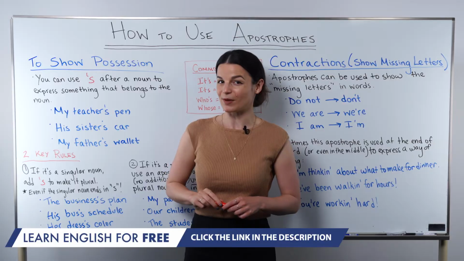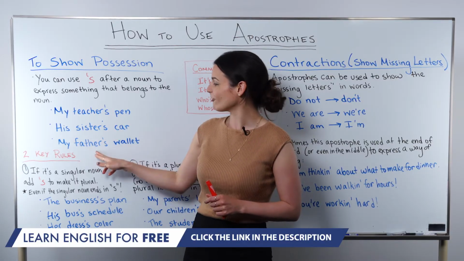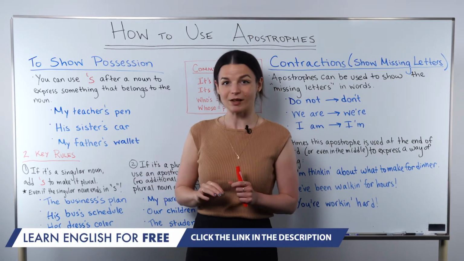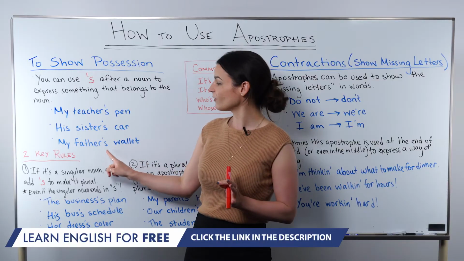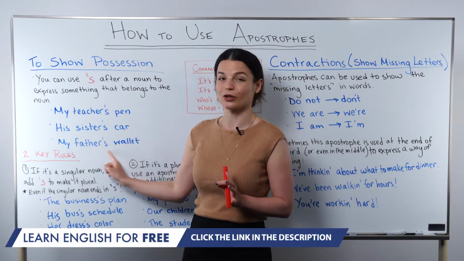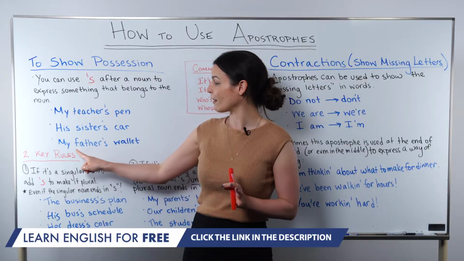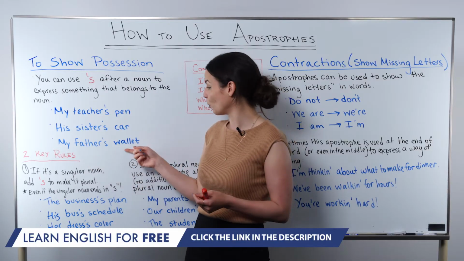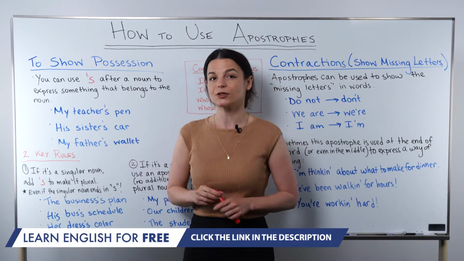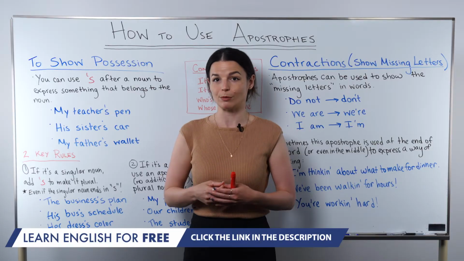Let's look at the last basic example. It's my father's wallet. Again, we have apostrophe s after the owner of the object. So here, my father is the owner of the wallet. So we can use apostrophe s to show ownership in this way.